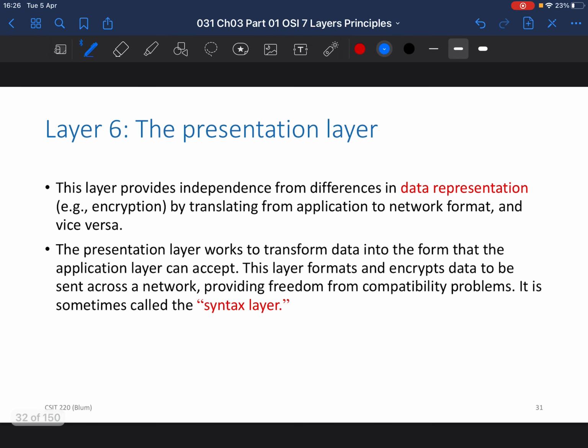Layer 6, the presentation layer. This layer provides independence from differences in data representation, for example in encryption, by translating from application to network format and vice versa. The presentation layer works to transform data into the form that the application layer can accept. This layer formats and encrypts data to be sent across the network, providing freedom from compatibility problems. It is sometimes called the syntax layer. That is the 6th layer.